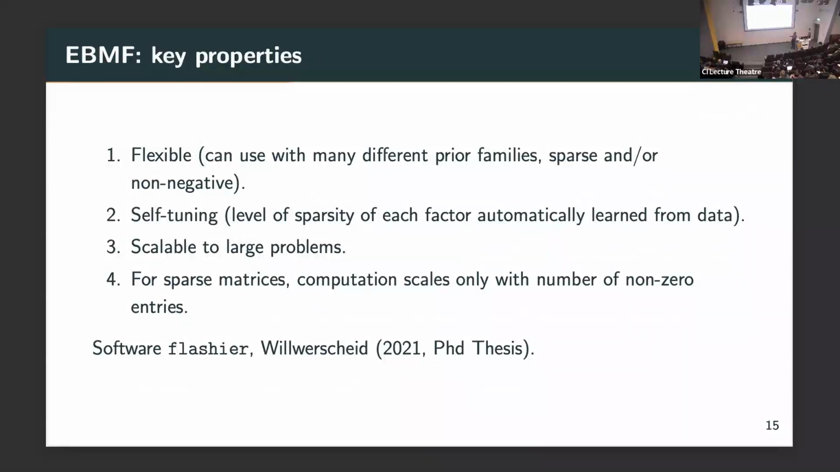It's also scalable for large problems and for sparse matrices. I'll just mention that my student Jason Willwerscheid did follow-up work on this where he really worked on making the computation scale, particularly by exploiting the fact that it could deal with sparse matrices, and matrix-vector products are the primary calculation being done repeatedly. So if your matrix is sparse, you can exploit sparse matrix libraries. Okay.